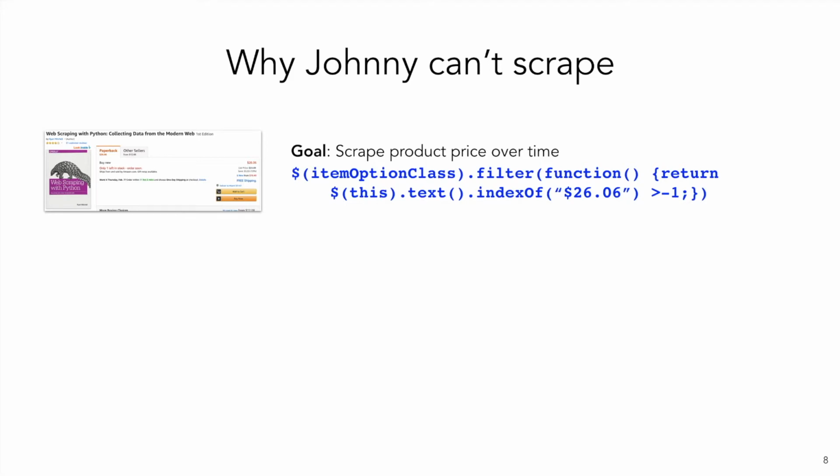Feel free to answer these questions in the Zoom chat, or just think of them on your own. So here our goal is to scrape the product price over time. What this little snippet of code is doing is going through all of the nodes in the page and giving you back the node that has the text $26.06. Take a moment to think about why the snippet is not going to work. I'll give you a little spoiler: the snippet is in fact not going to work.